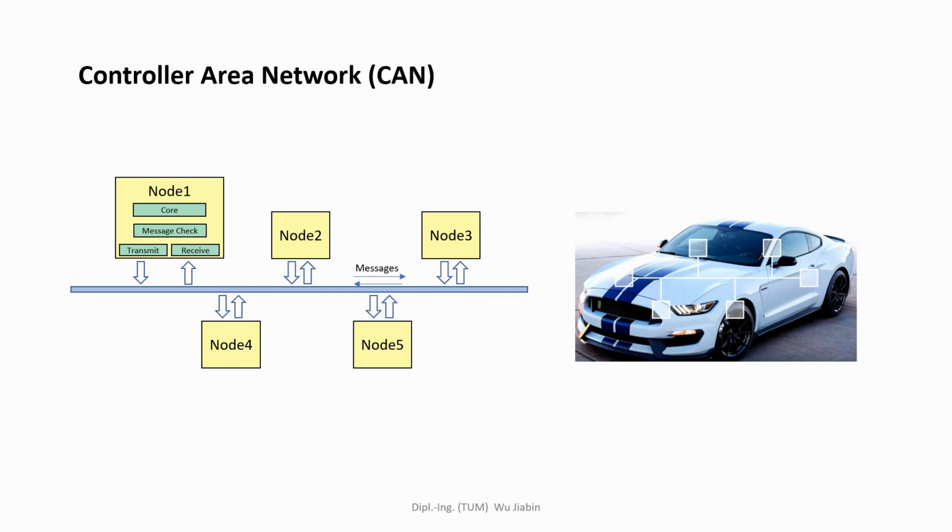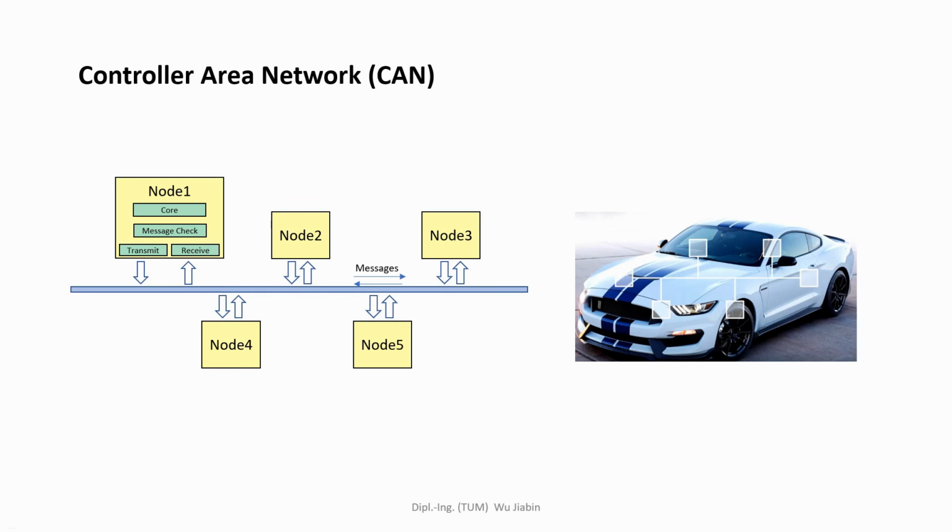After receiving, the nodes will check if the message should be further processed by them. When yes, the message will be propagated to the core for further processing. When not, you check, no, I don't need this message, then just ignore it, and then get a new message. So this is the basic structure.